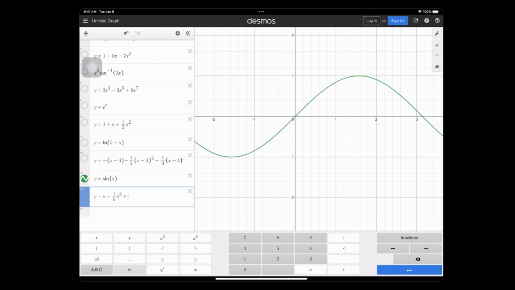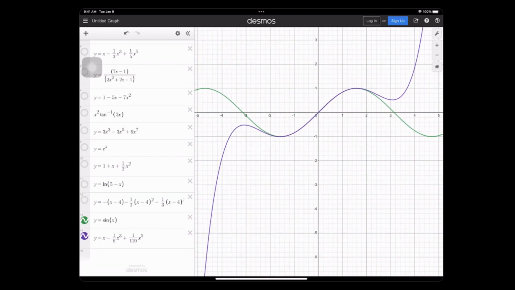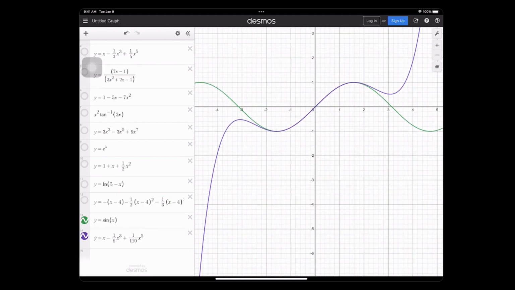And now this is going to be plus, well, what's 5 factorial? Do you guys know what 5 factorial is? I think that's 120. Now this will be x to the what? 5th power. Ooh. Let's see if we can understand what we're looking at, ladies and gentlemen. And again, this is around what number? 0. Wasn't that power series expansion around 0?